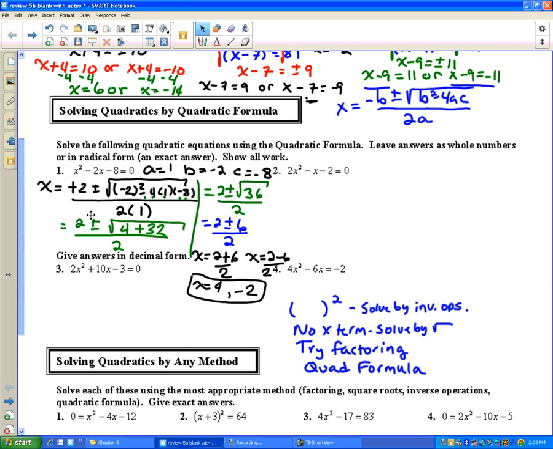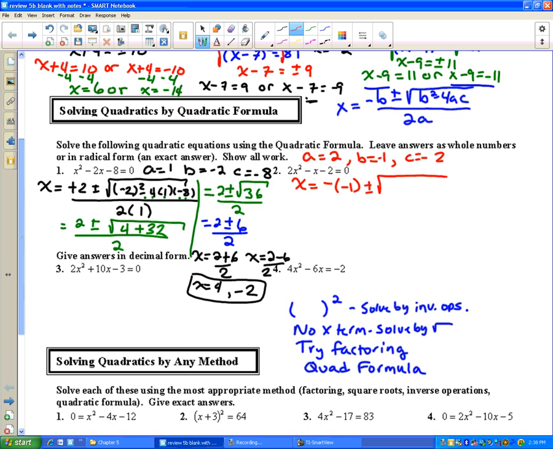Number 2, let's go ahead and use red. Again, a is going to be 2, b is going to be negative 1, c is going to be negative 2. So I'm going to plug this into my quadratic formula. x is equal to negative 1 plus or minus the square root of negative 1 squared minus 4 times 2, which is my a, times c, which is negative 2, all over 2 times 2.